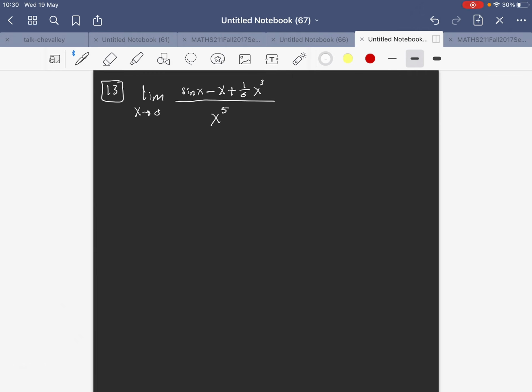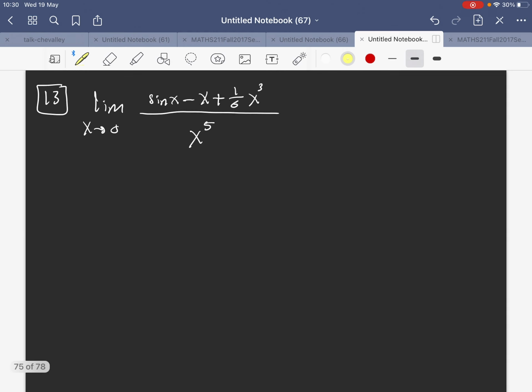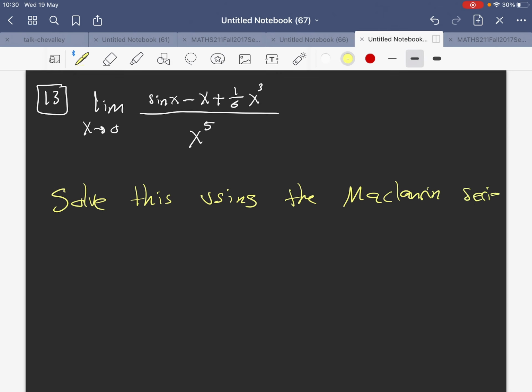Another easy limit here. I think I'm leaving this one for you. It's all the same steps. Everything is the same. So please solve this using the Maclaurin series, and write for me the answer in the comments.